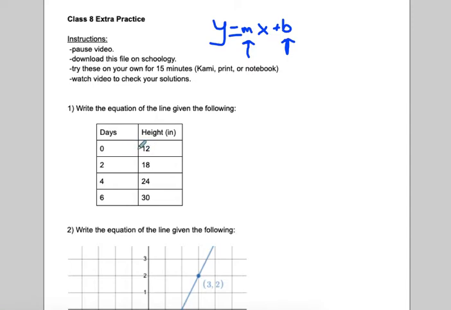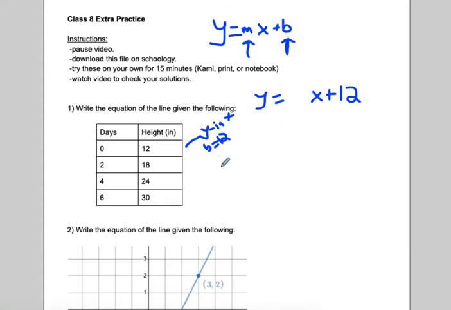So this initial height is actually referring to the y-intercept, which means that my b value in this case is 12. So the y-intercept will always be (0, something), and that something, that y value of that y-intercept, is always going to be that b value. So we kind of got lucky right off the bat. We were given a point. We got to figure out what the slope is. We're going to come back for the slope here. But we were given that the b value, the starting height of this puppy, is 12 inches tall.